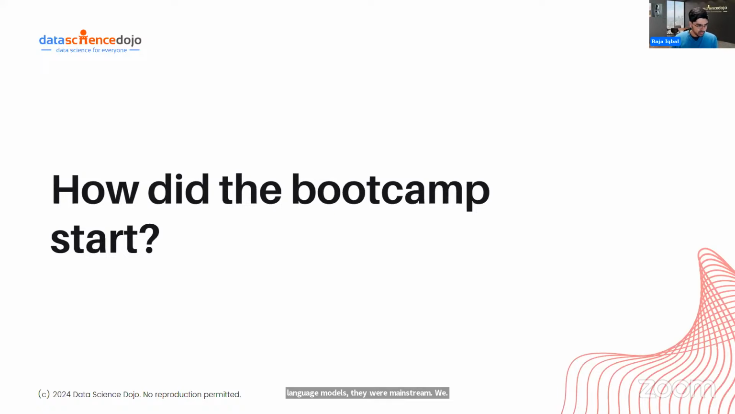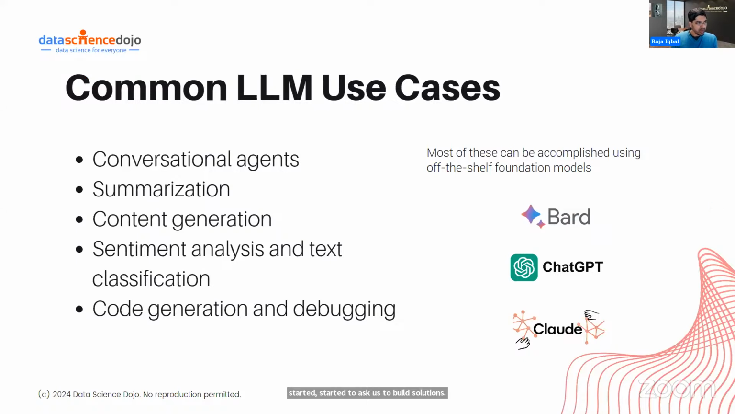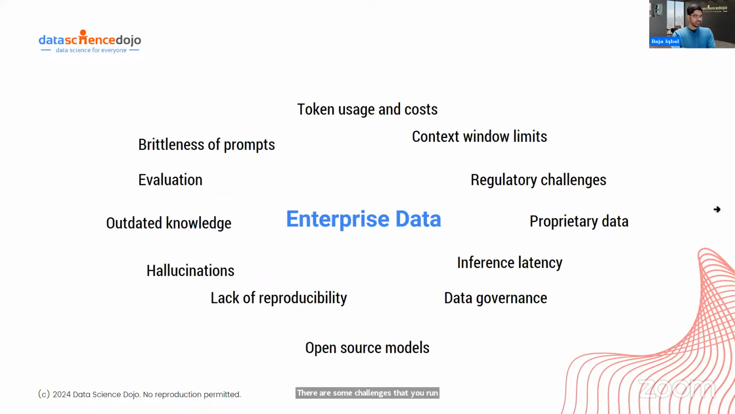We started dabbling with it, and then on our services side, our customers started to ask us to build solutions. We started building solutions, and then we realized that while the common LLM use cases, creating a very basic conversational agent or summarization or content generation agent in Bard or ChatGPT or Claude, may be very easy to build, in reality, when you try to adopt these solutions in a real-world enterprise scenario, there are some challenges that you run into.